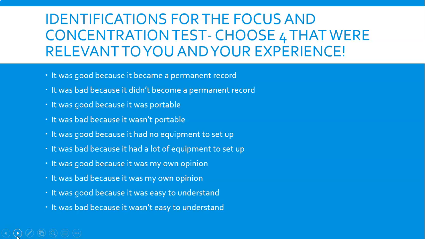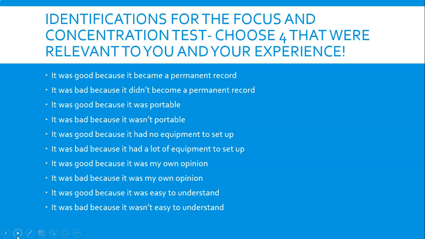So, here are the possible identifications for the focus and concentration test when evaluating it. Choose 4 that were relevant to you and your experience. If there's something that is relevant to you that's not there at all, put what's relevant to you. If you find something different about it that was good or bad in terms of getting accurate data and allowing us to move on to our PDP, add it in. But you should be able to get 4 out of here.